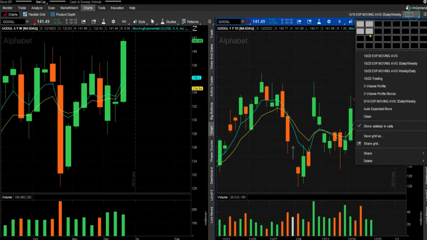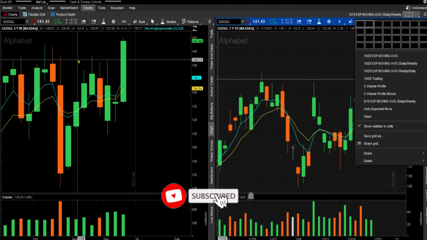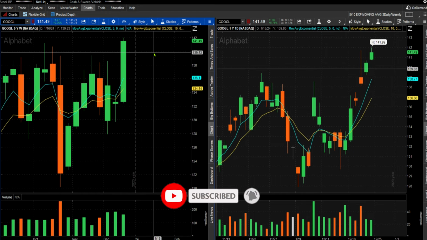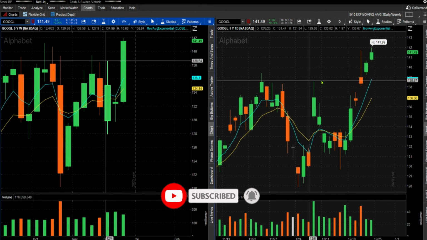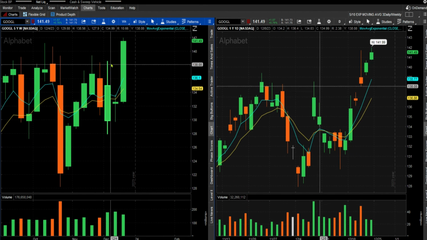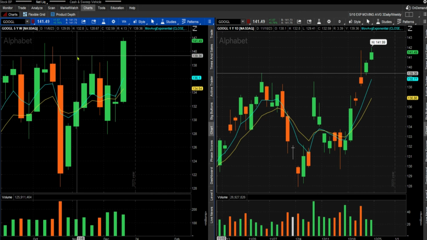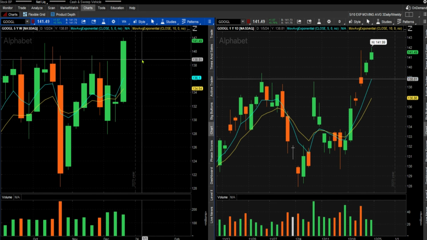Now this, you can use as many charts as you want. You can use 6 charts, 8, 12, or 3, 6, 9, 12 charts. The only condition is it has to be the same stock for this to work, or same ETF, or same future. So that's how it works.